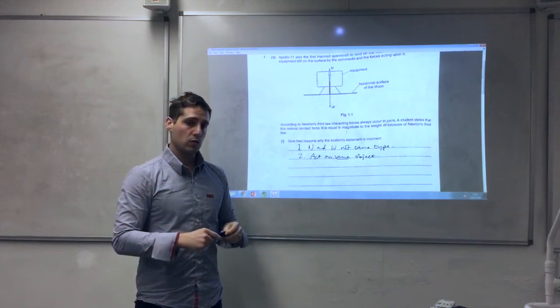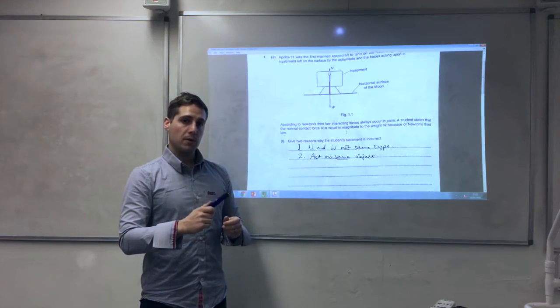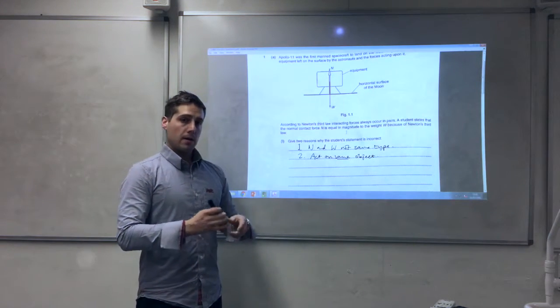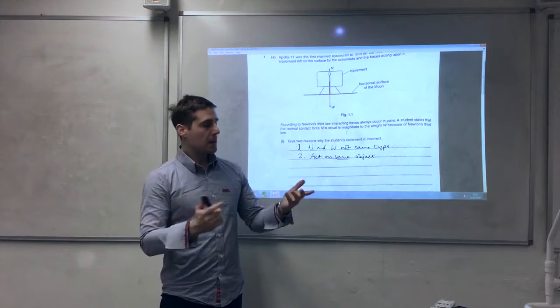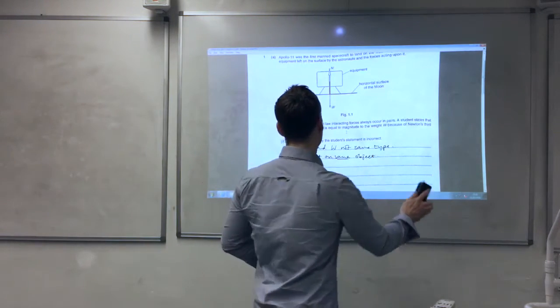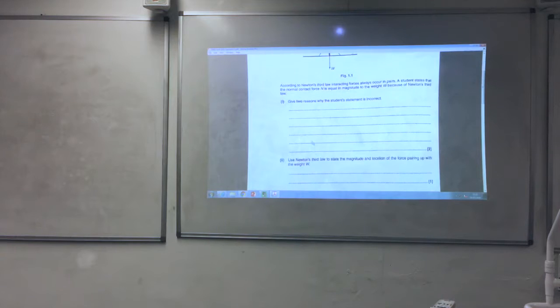Newton's third law says that if body A exerts a force on body B, then body B will exert an equal and opposite force on body A. So you see that one force acts on body A, one force acts on body B. So that's why it doesn't satisfy Newton's third law. Let's go down to the next bit.